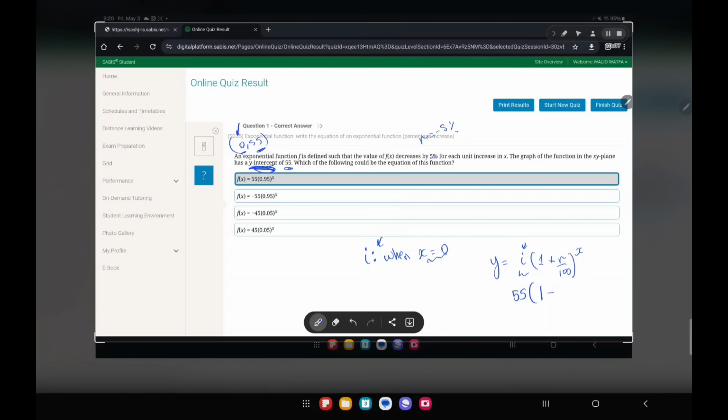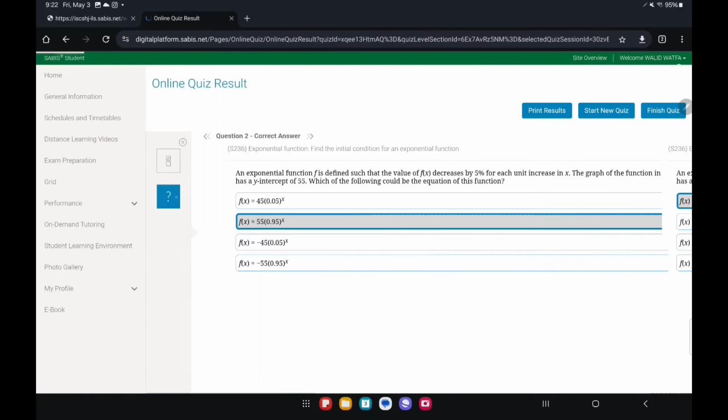What now? 1 plus r over 100. r is negative 5, so negative 5 over 100, to the power of x. And you can simplify this: 1 plus negative 5 over 100 is actually 0.95, and then you keep it to the power of x. And this is your formula. So let me save this. Go to question 2.